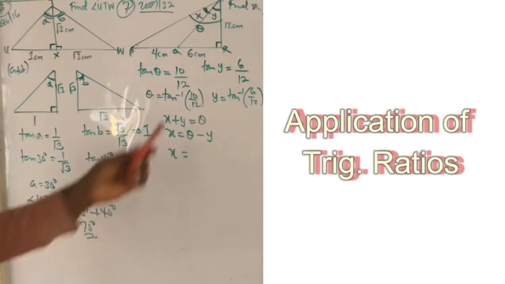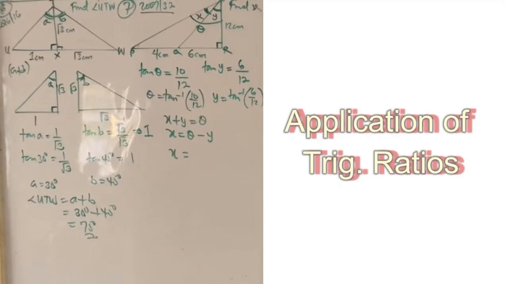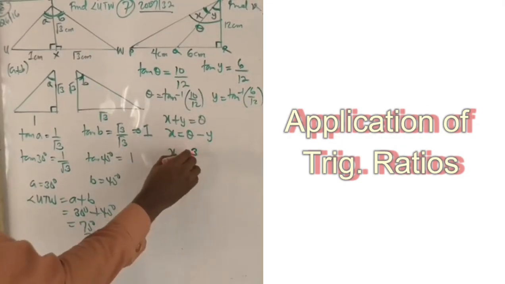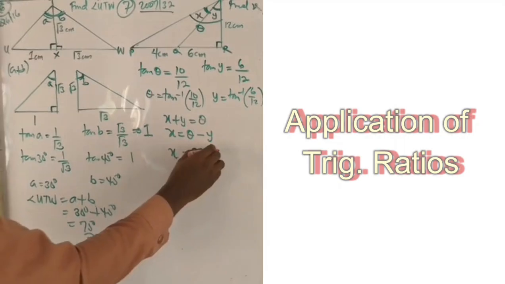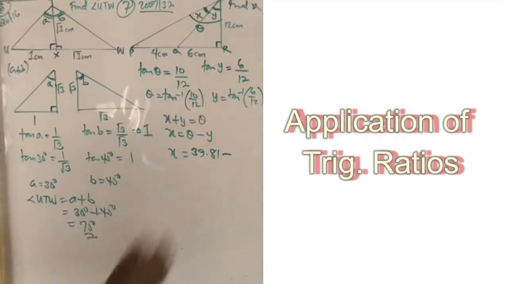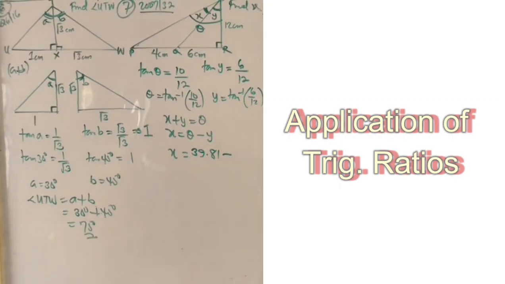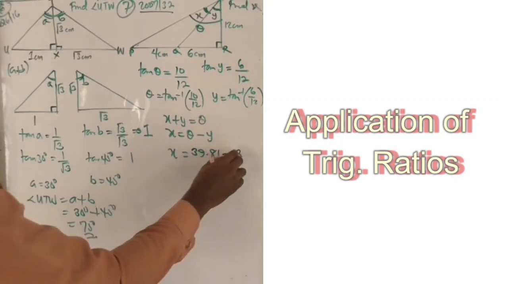So press. What is tan inverse of 10 over 12? Theta is 39.805. What is this one for this? That should be 30. No? Where to press it? 30 what?